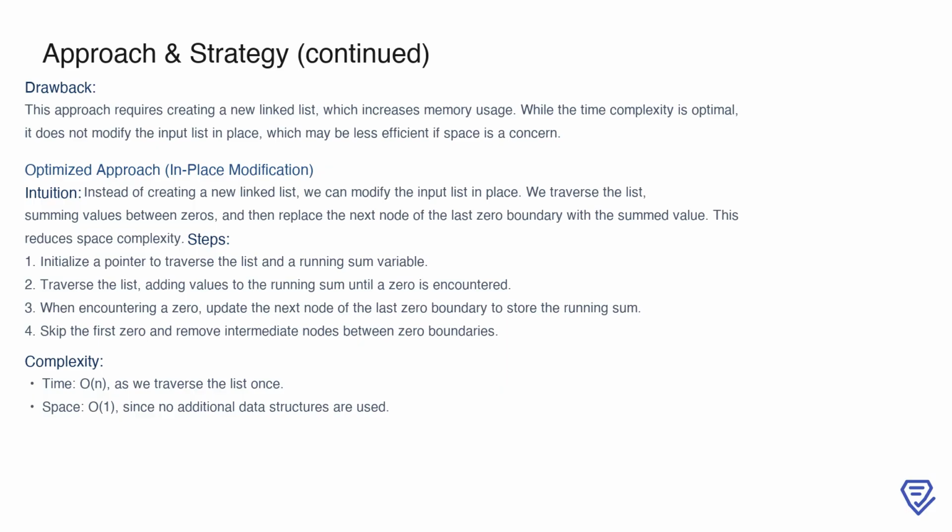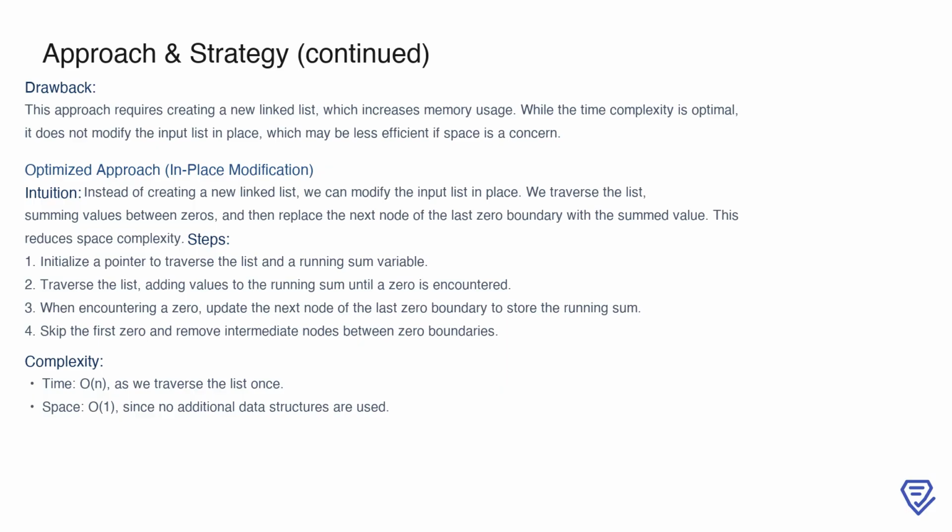Once a 0 is encountered, we replace the next node of the last zero boundary with the summed value and remove the intermediate nodes. This approach involves initializing a pointer to traverse the list, maintaining a running sum, and updating the input list in place when a zero is found. By skipping the first zero and eliminating unnecessary nodes between zeros, we streamline the process.